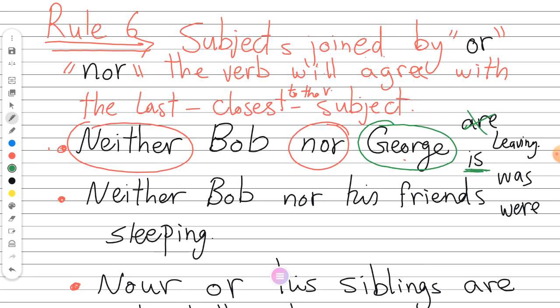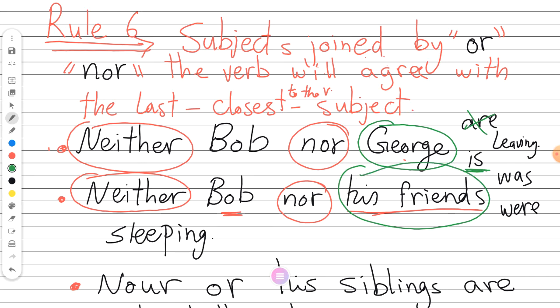The second example: neither Bob nor his friends was or were sleeping. Again, I use neither nor to join the two subjects, which are Bob and his friends. The rule says the last subject, which is his friends, and the closest one to the verb, is supposed to match with the verb. His friends is plural, so the verb is supposed to be plural. The answer will not be was, it will be were. Were sleeping.